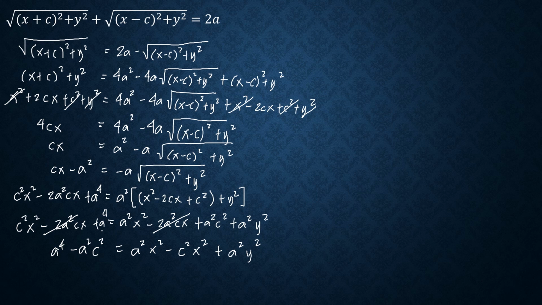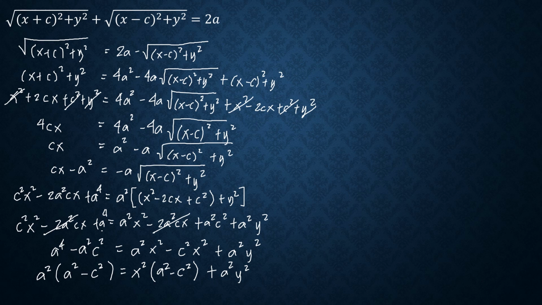Then we can factor a squared on the left hand side so that we will have a squared times the quantity a squared minus c squared. On the right hand side of the equation, in the first two terms we can factor x squared times the quantity a squared minus c squared, and then let us copy the next term, a squared y squared.